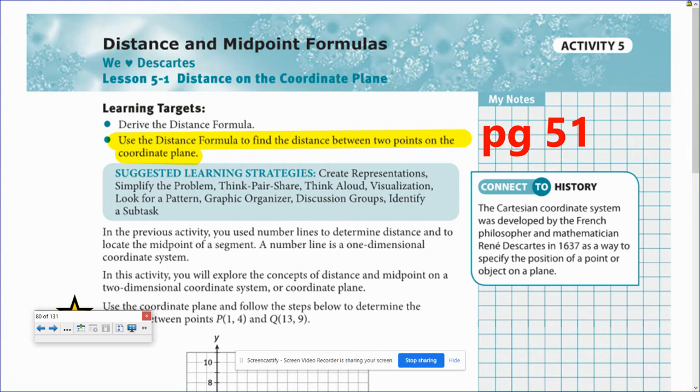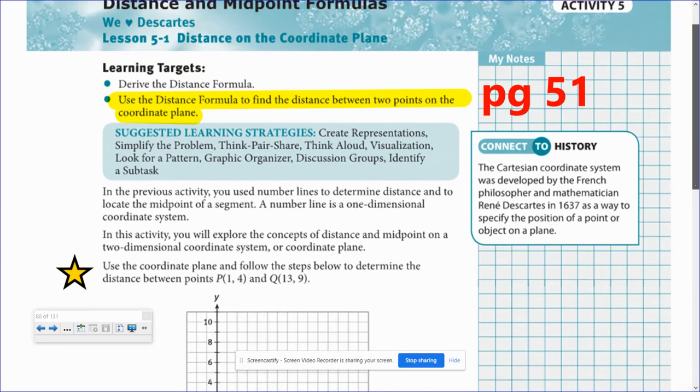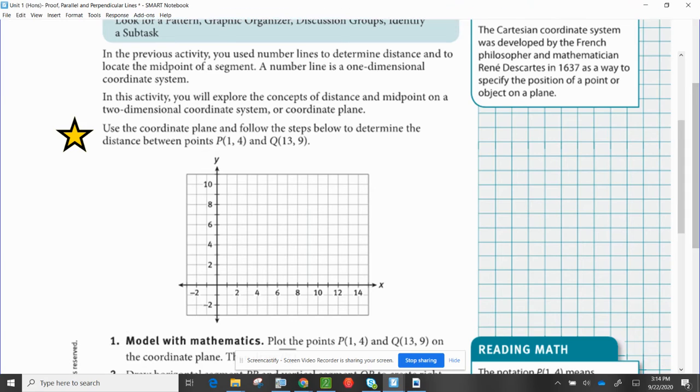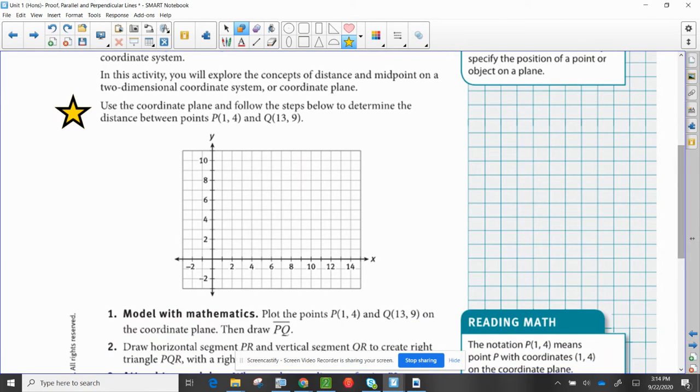All right, so we are starting on page 51 here. Let's start by looking at this graph that your book gives us. It wants us to use the coordinate plane to find the distance between P and Q. So let's plot P and Q and talk about how we can find the distance there. P is at 1, 4. Here's my point P, and Q at 13, 9. So here's my point Q.